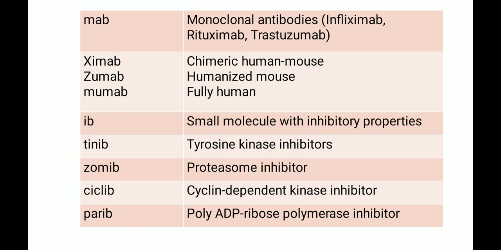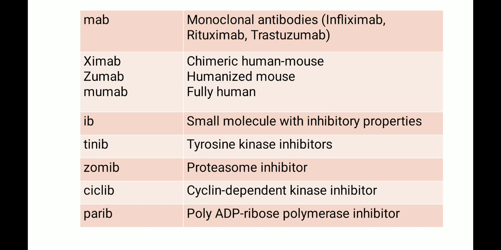These are the drugs which are made up of molecules of antibodies which are made up of domains from different species. So next is ximab, which are chimeric. Xi represents chimeric human mouse, and zumab, zu represents humanized mouse, and mumab, mu represents fully human. So they are engineered monoclonal antibody drugs.